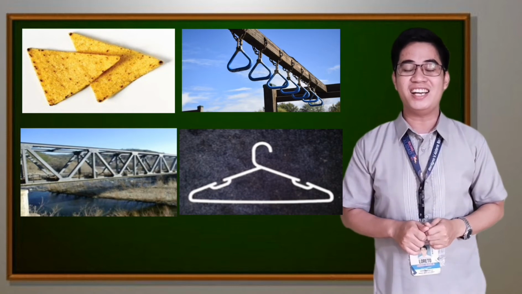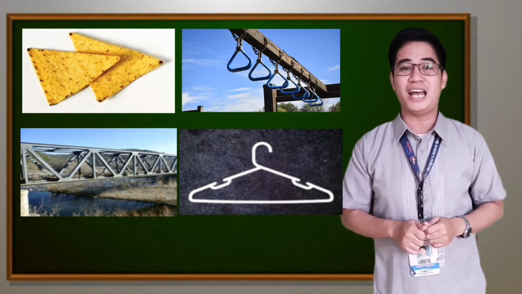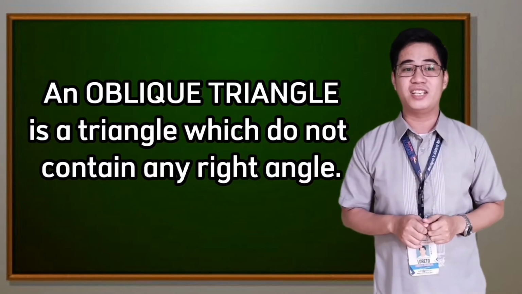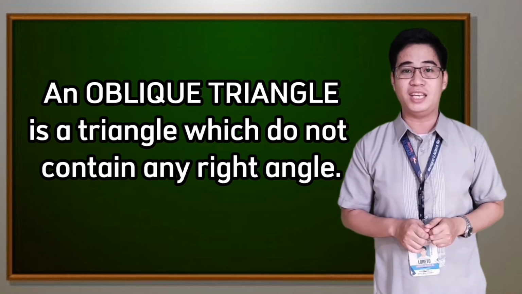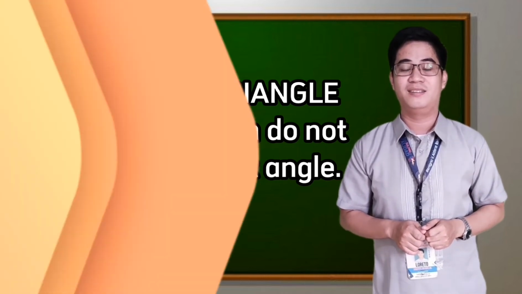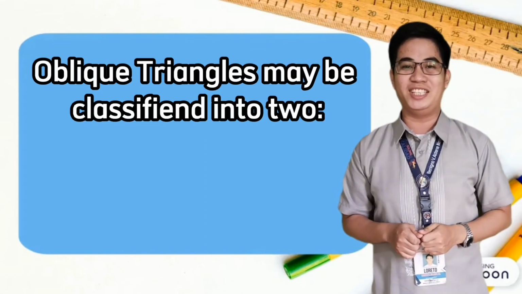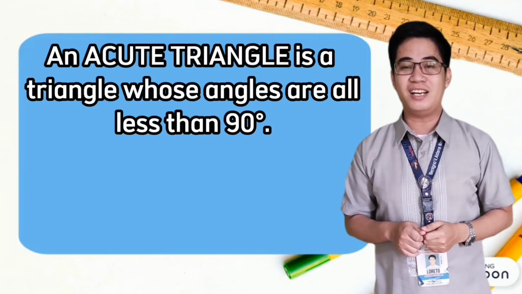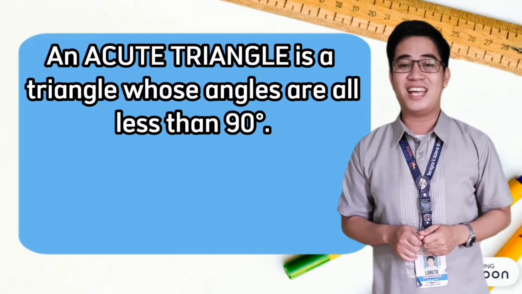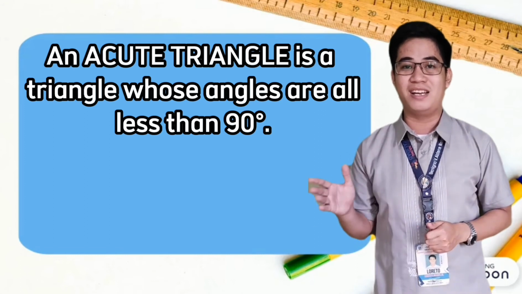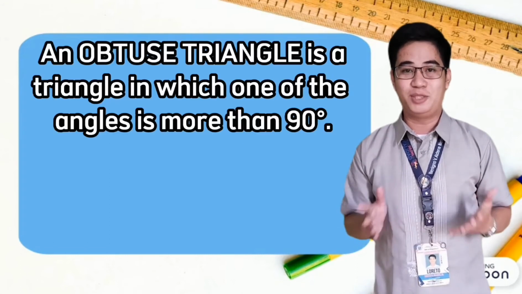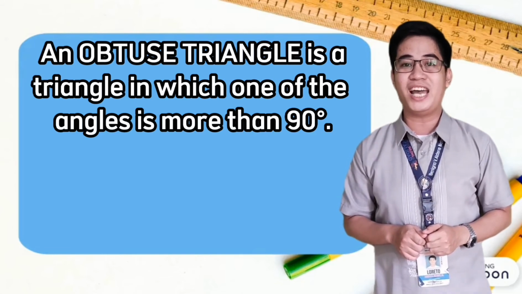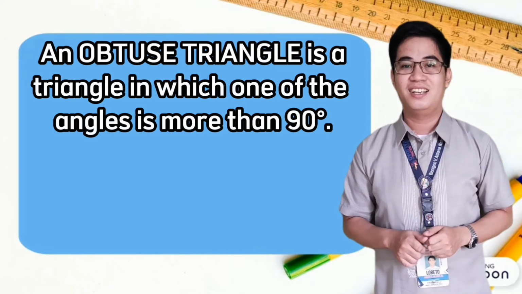Excellent, class. The triangles that we see in the pictures are known as oblique triangles. An oblique triangle is a triangle which does not contain any right angle. Oblique triangles may be classified into two: acute and obtuse. An acute triangle is a triangle whose angles are all less than 90 degrees, like this one. An obtuse triangle is a triangle in which one of the angles is more than 90 degrees, like this one.